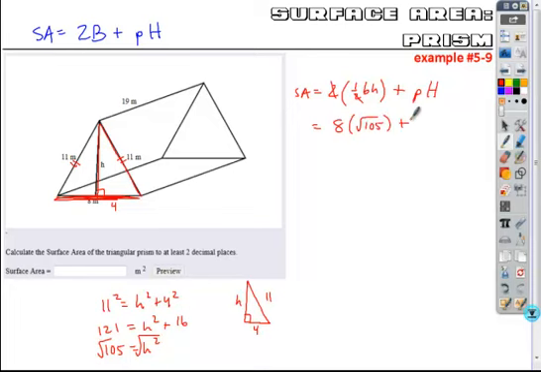Okay, and then the perimeter of this base is just the sum of all these sides. So if you take 11 plus 11 is 22, plus 8 is 30. Okay, and then the height of this total solid here is 19. So here is your calculated value.